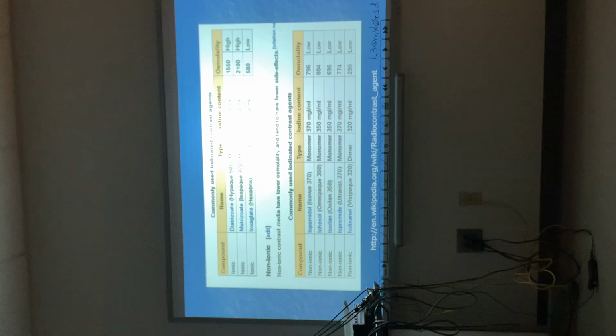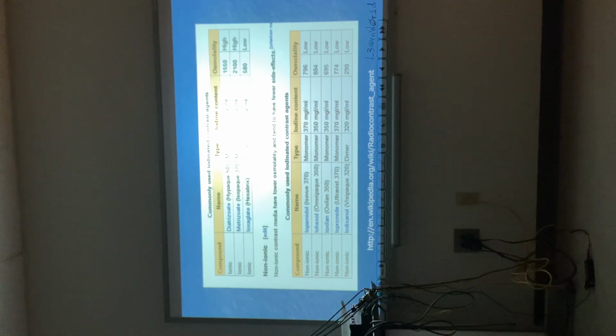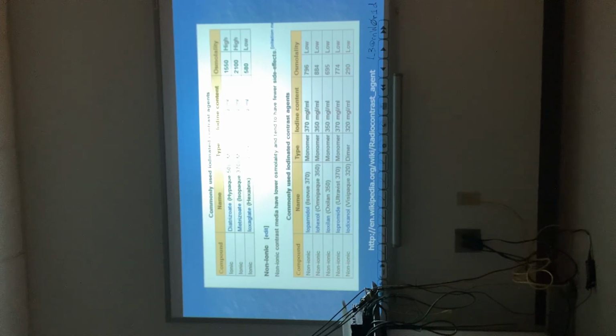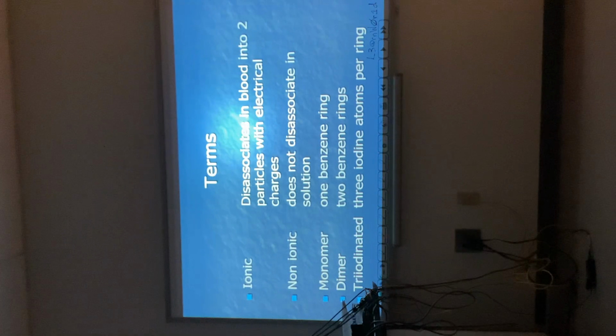So what is the difference again between monomer and dimer? So the amount of atoms we're seeing on the ring. So when we look at the monomer, there's going to be 1 benzene ring, and the dimer has 2. With the triiodinated, we're going to have 3 iodine atoms on each ring.